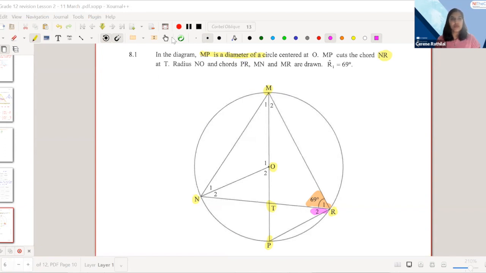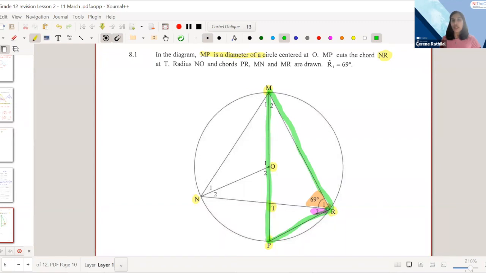Use theorem 3. Okay, so I think everybody gets the idea. We're using angles in a semicircle. Well done, so that's what we required. So let's look here. We observe that MP, as we are told, is a line that passes through the center. It is the diameter. And then we observe that that line MP subtends an angle R on the circumference.